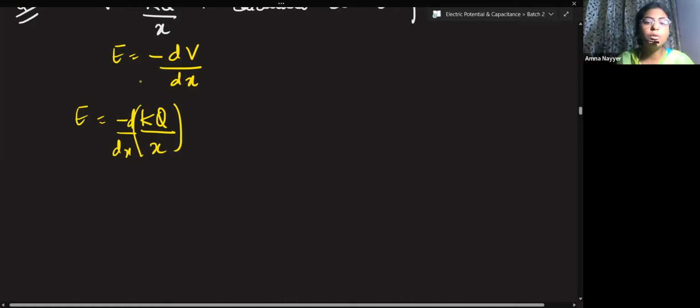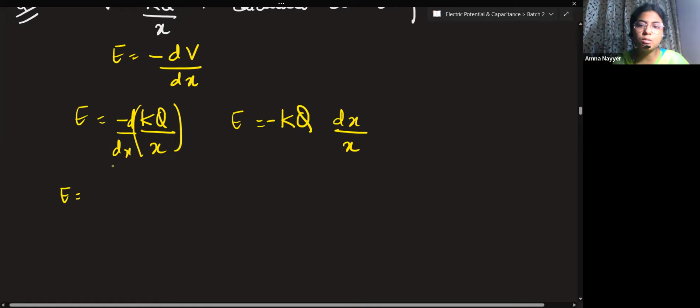Now see, what do we need to find out? We need to find out the electric field. So kq is already common. We have to differentiate 1 by x. This kq will come out. The negative sign will also be there. We have to now differentiate by dx the term 1 by x. So let's bring x to the numerator side. If you bring x to the numerator side, this will be x to the power minus 1. So this is minus kq times d of x to the power minus 1 by dx.